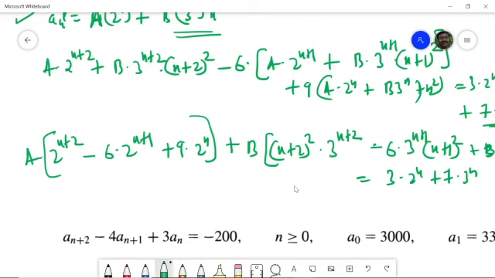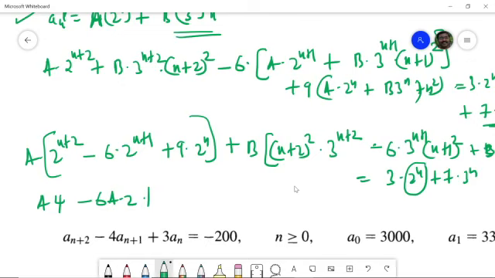In the first term there is a, so 2^n has 4a, because 2^(n+2) is there, minus 6a into 2, then you have plus 9a. Now that coefficient will be equal to the coefficient of 2^n on the right hand side, which is nothing but 3. We can find the value of a from this.